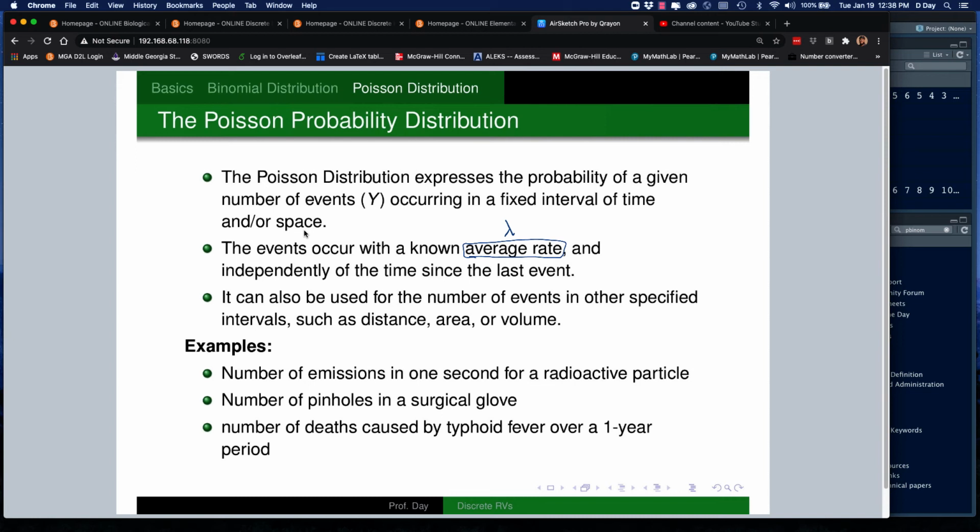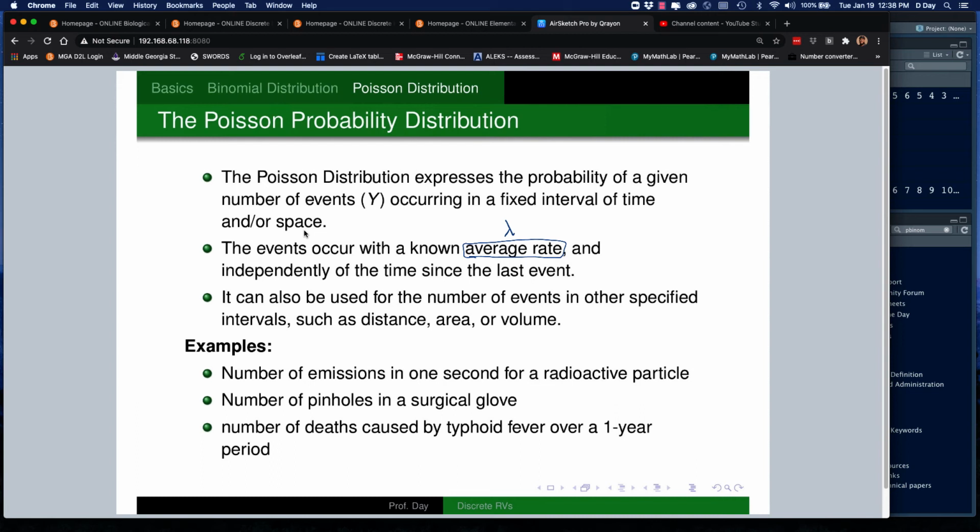It can also be used for the number of events in other specified intervals. The space I was mentioning before would be things like distance, area, or volume. If you have an interval like that, and you want to know how many times a certain thing has occurred over this area or distance or volume, then you can do that as well with Poisson.